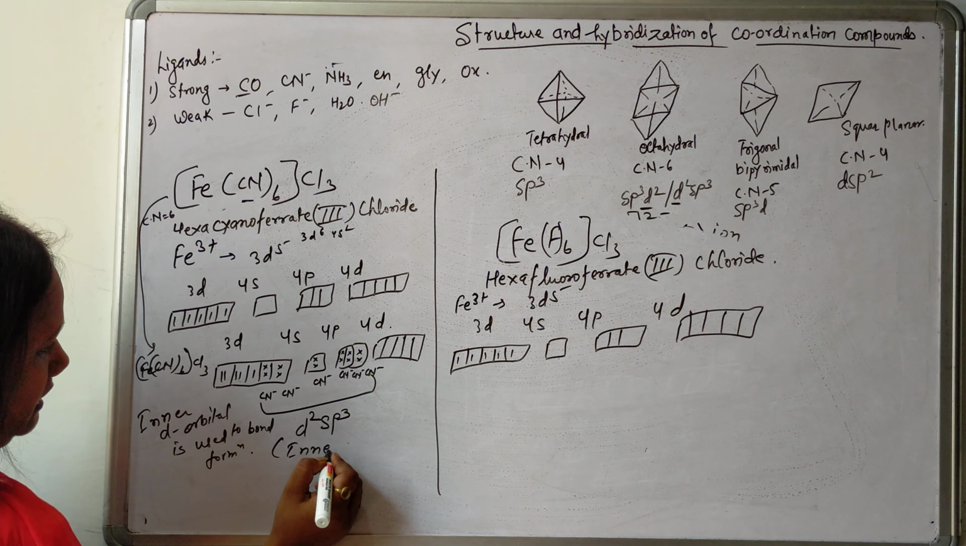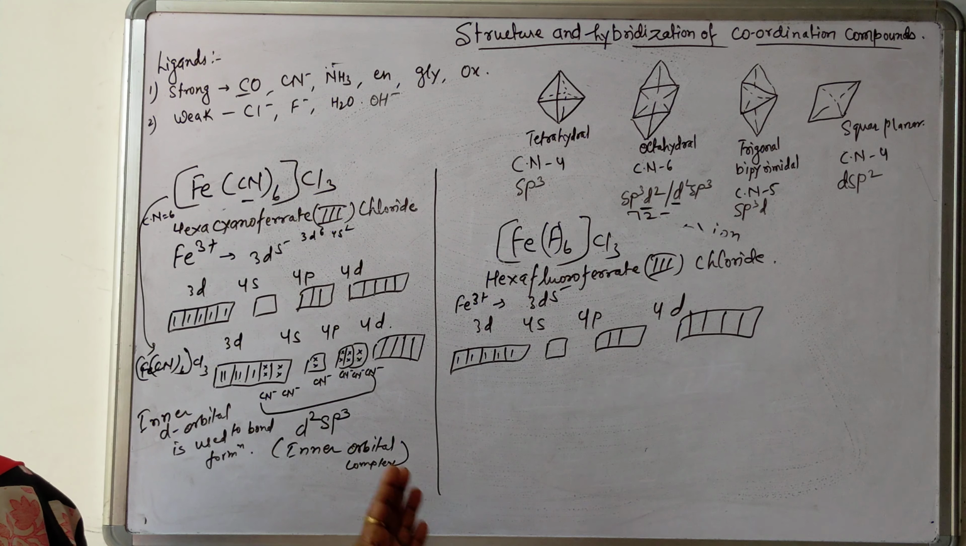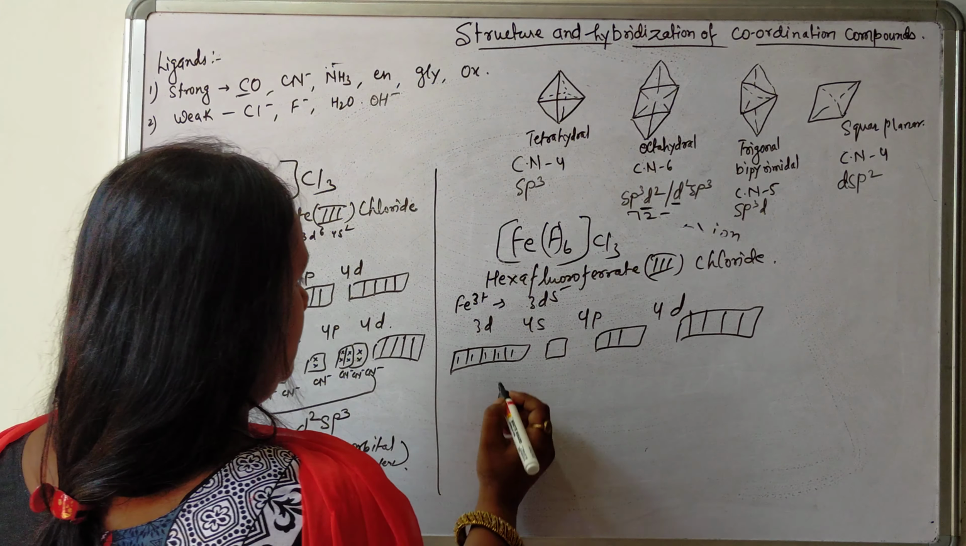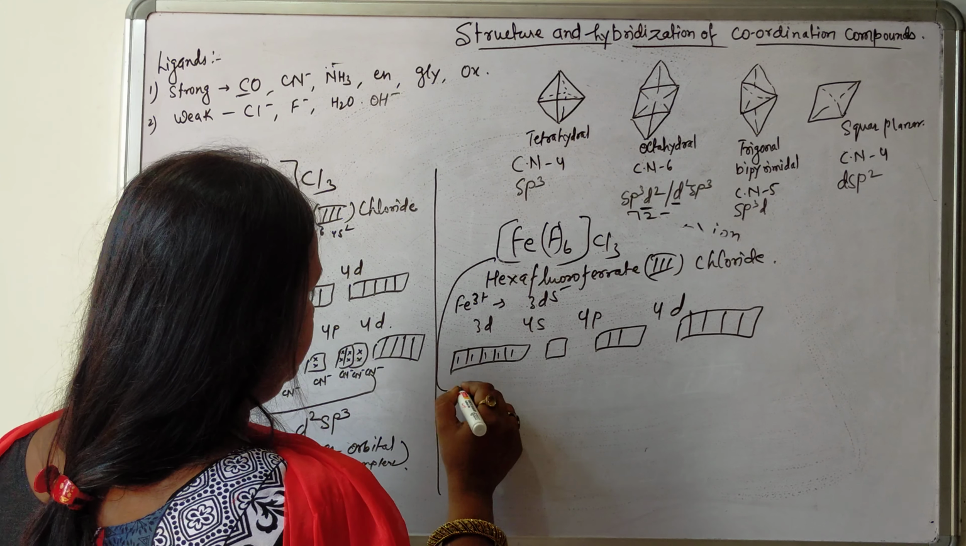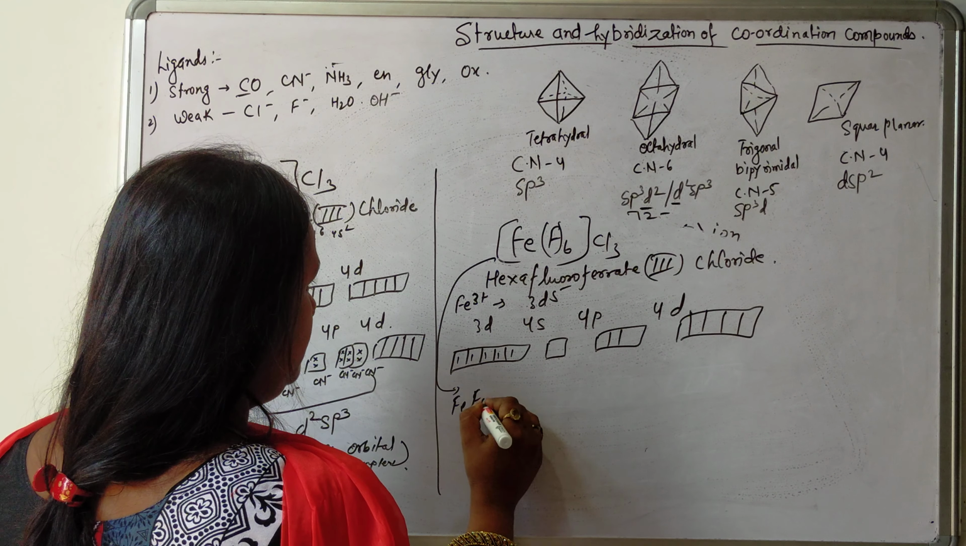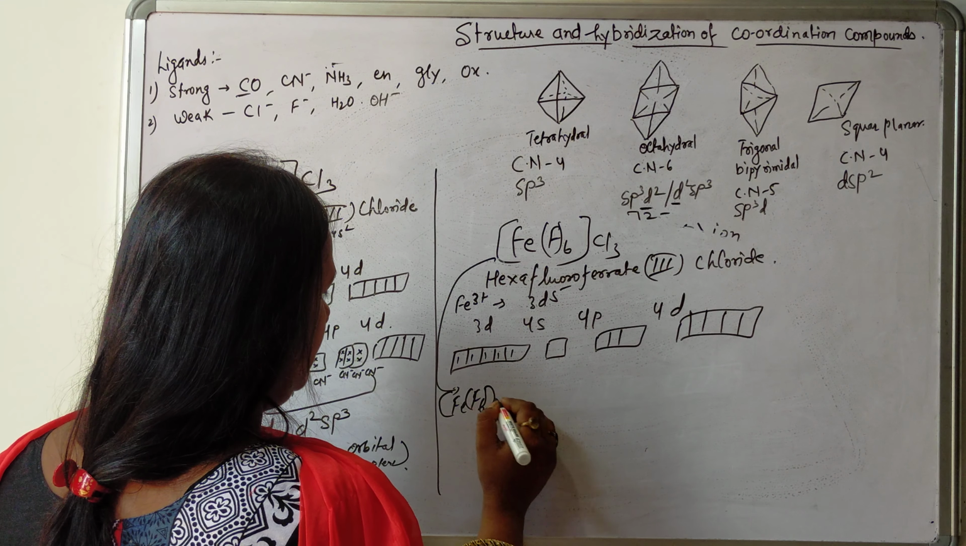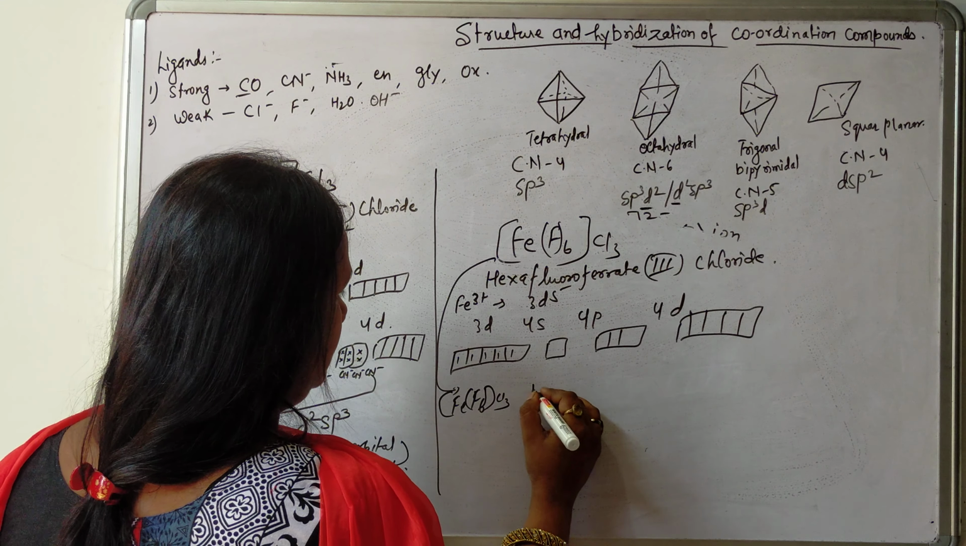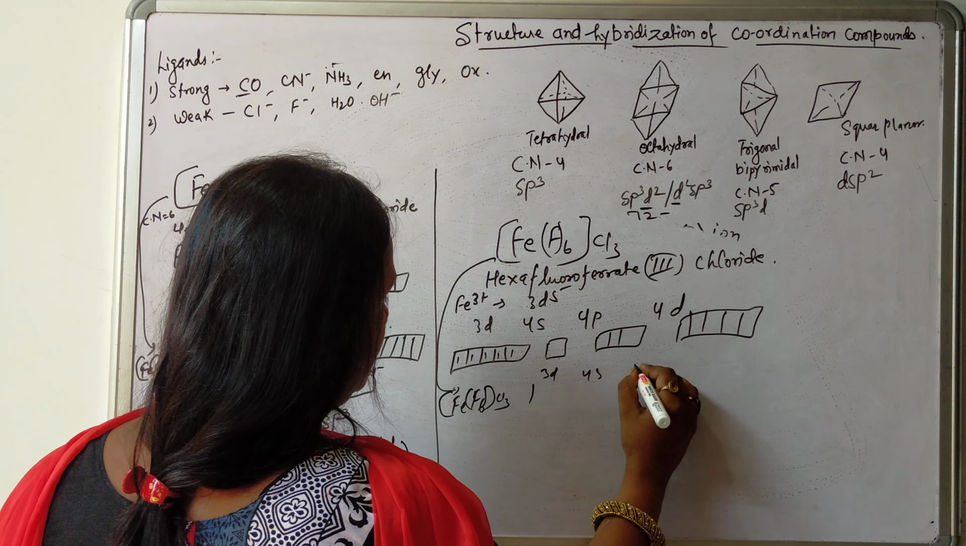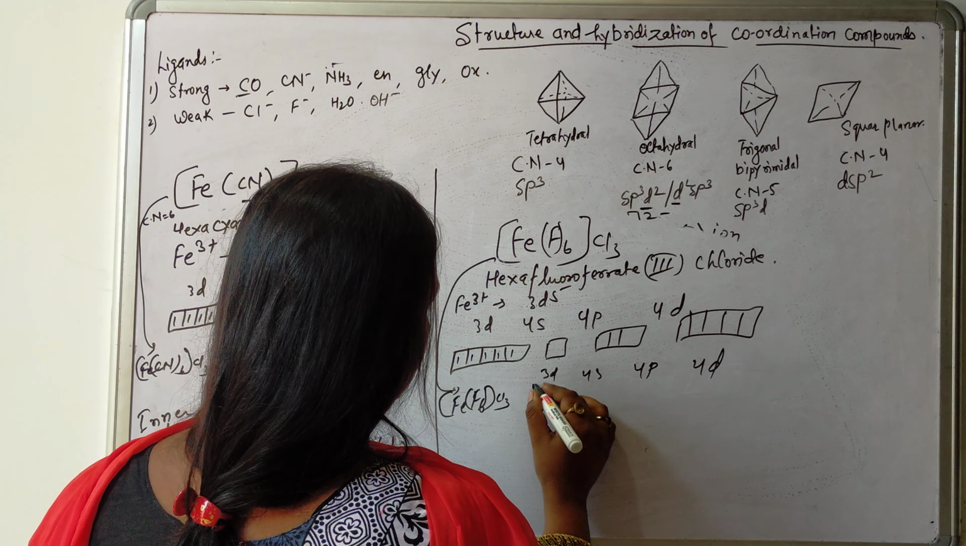This is the inner orbital complex because it has a strong ligand. The strong ligand will push the metal electrons to pair up against Hund's rule. That's why the inner 3d orbitals become empty, and that space is utilized by filling the electrons of the ligands. Okay. Here [FeF6]Cl3, 3d, 4s, 4p, 4d.